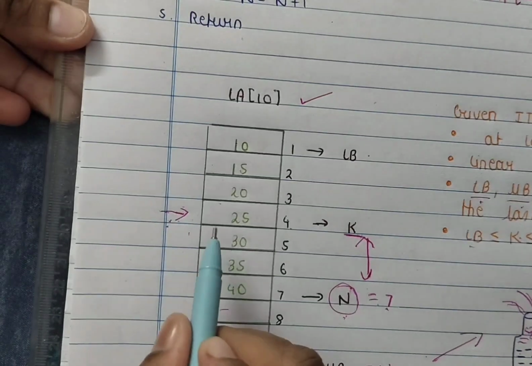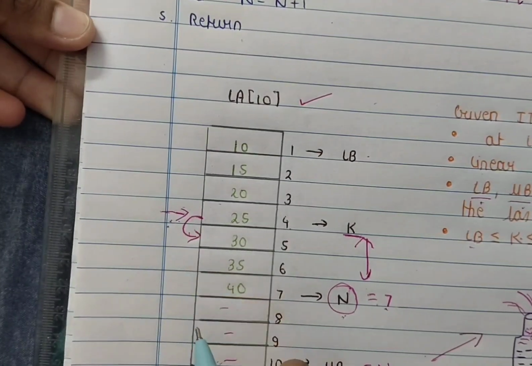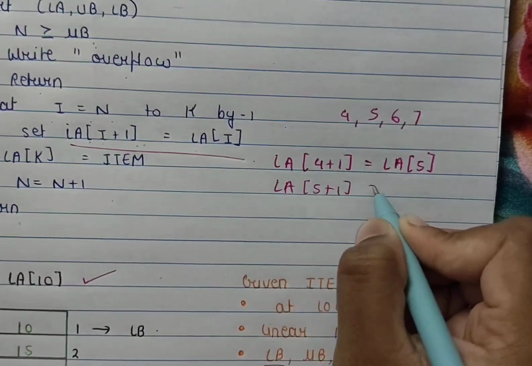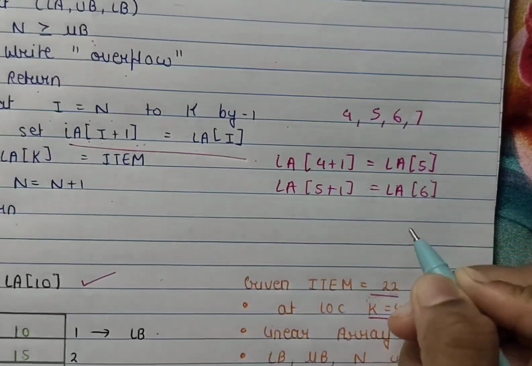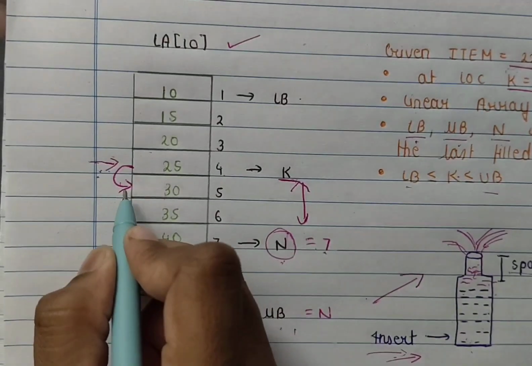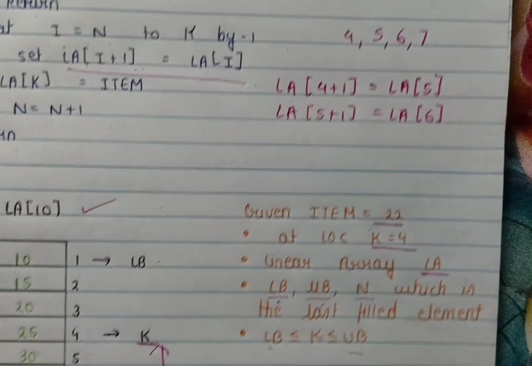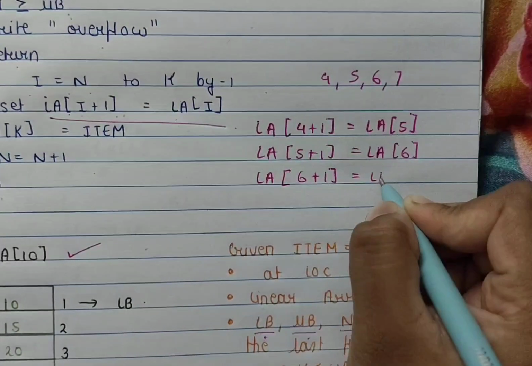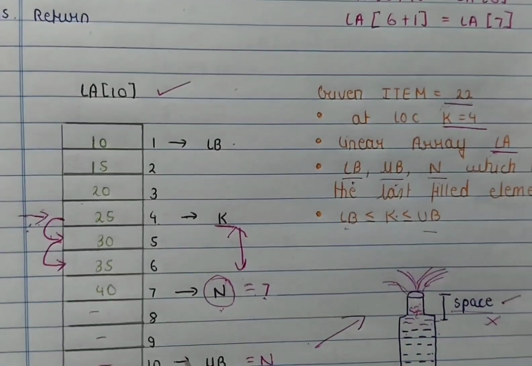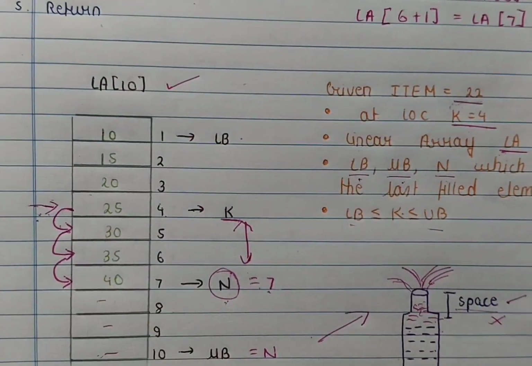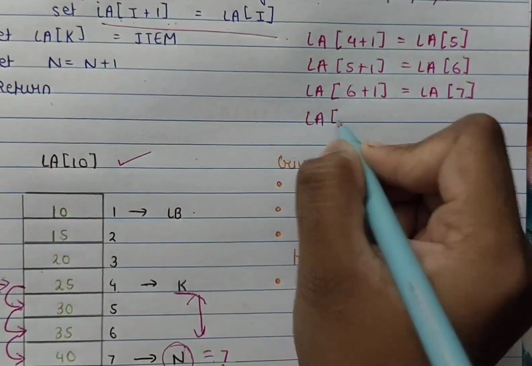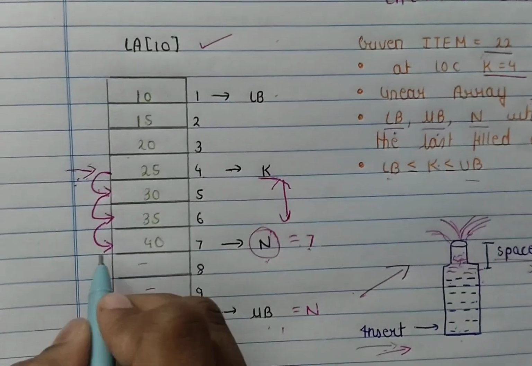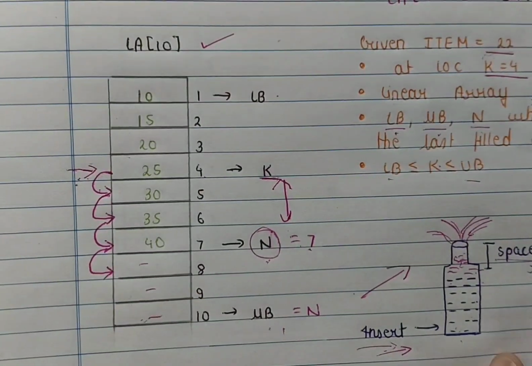This means that the element at index 4 is shifted to the fifth index. Now similarly, linear array of 5 plus 1 will be equal to linear array of 6. That is, the element at the fifth position is now shifted to the sixth position or sixth index. In the same way, linear array of 6 plus 1 will be equal to linear array of 7. That is, the element at the sixth position is shifted to the seventh position. Now the linear array of 7 is shifted to linear array of 8. That is, the element at the seventh position is now shifted to the eighth position.